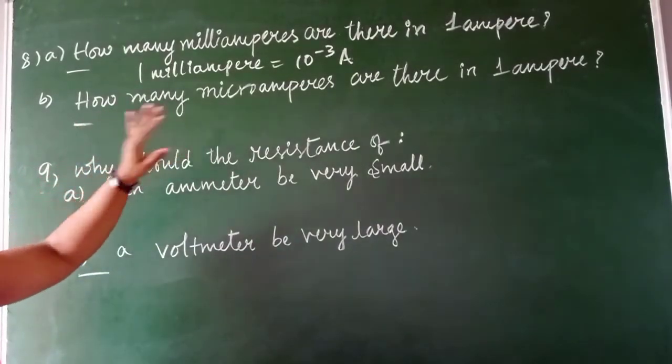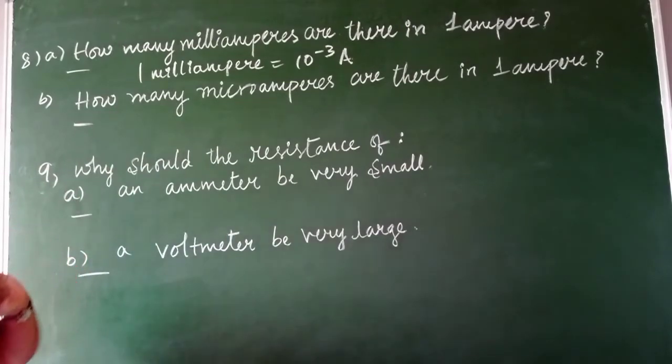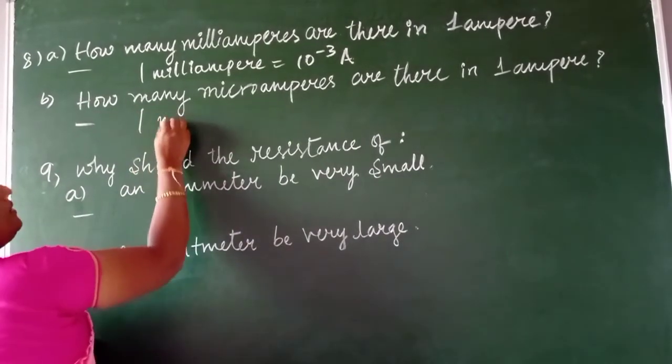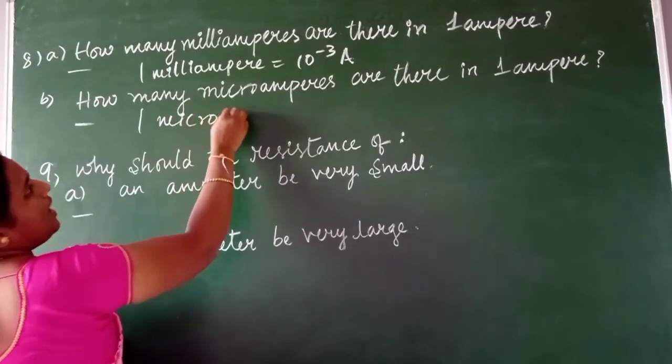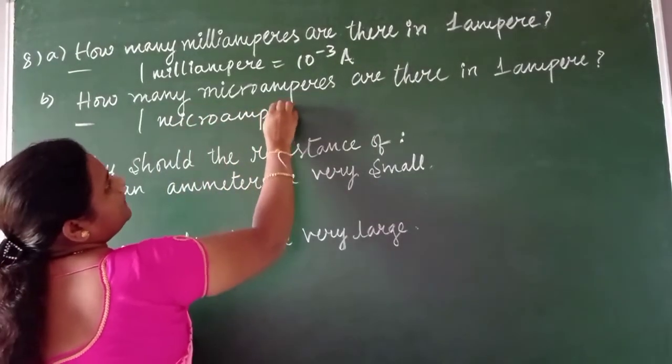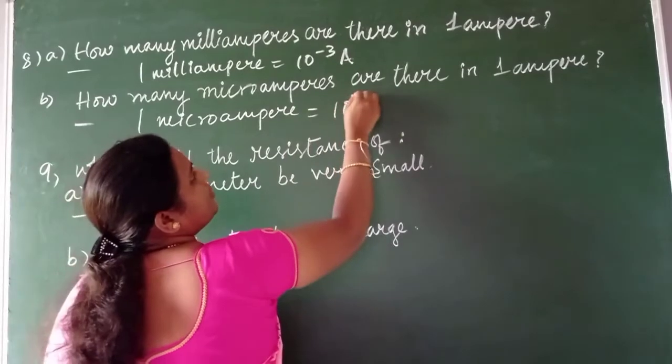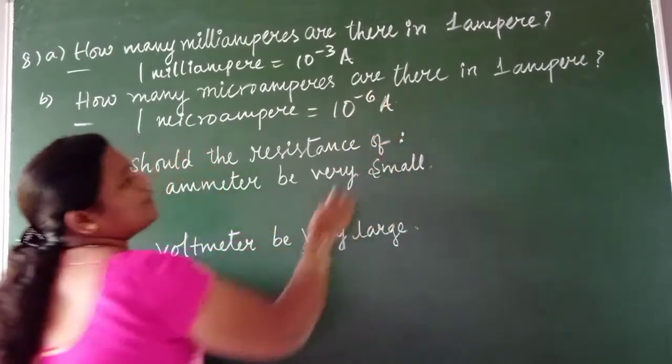Now, how many microamperes are there in 1 ampere? That is, 1 microampere is equal to 10 to the power of minus 6 amperes.